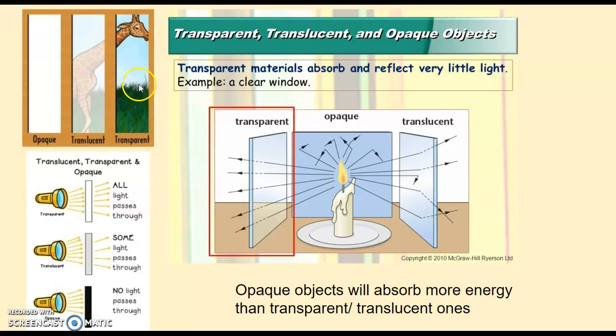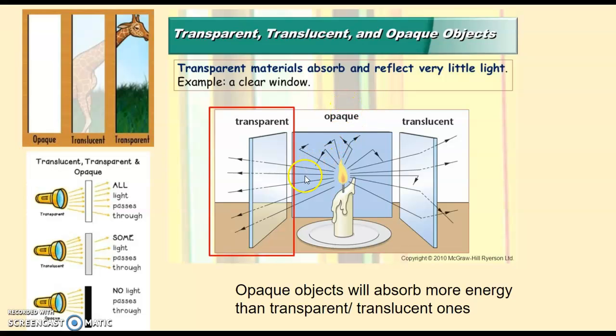So what's happening in transparent things? Light is able to go straight through them. Okay, this would be like a window. Light is able to pass through the window to the other side, right? It's just transparent. Where translucent is kind of in between, light is still able to pass through. It can also reflect and it can be absorbed as well.